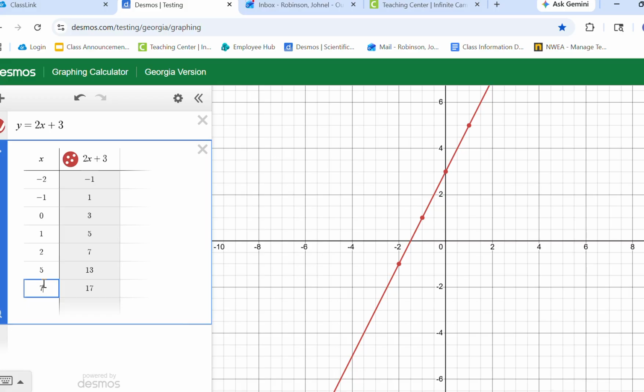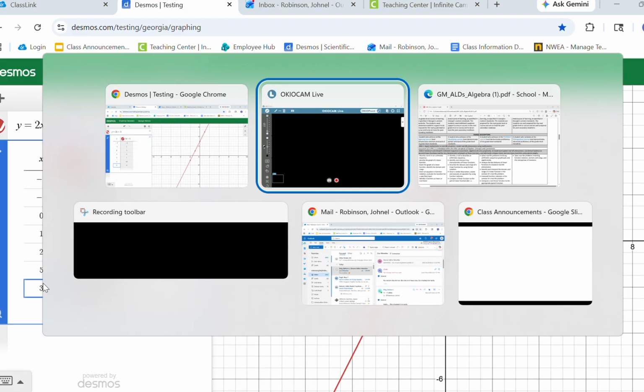Negative 2, 1, and 3. I'm using the values from the table. And if we wrote this in, I don't see 3 on here, so I'm going to type in 3 and it gives me 9.